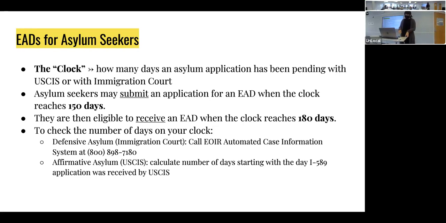There are a couple of ways that the clock can stop, but we'll go over this a little later. And to make sure that the proper number of days have passed, there's a number that you can call if your case is with the immigration court. That is the number right here, 800-898-7180.